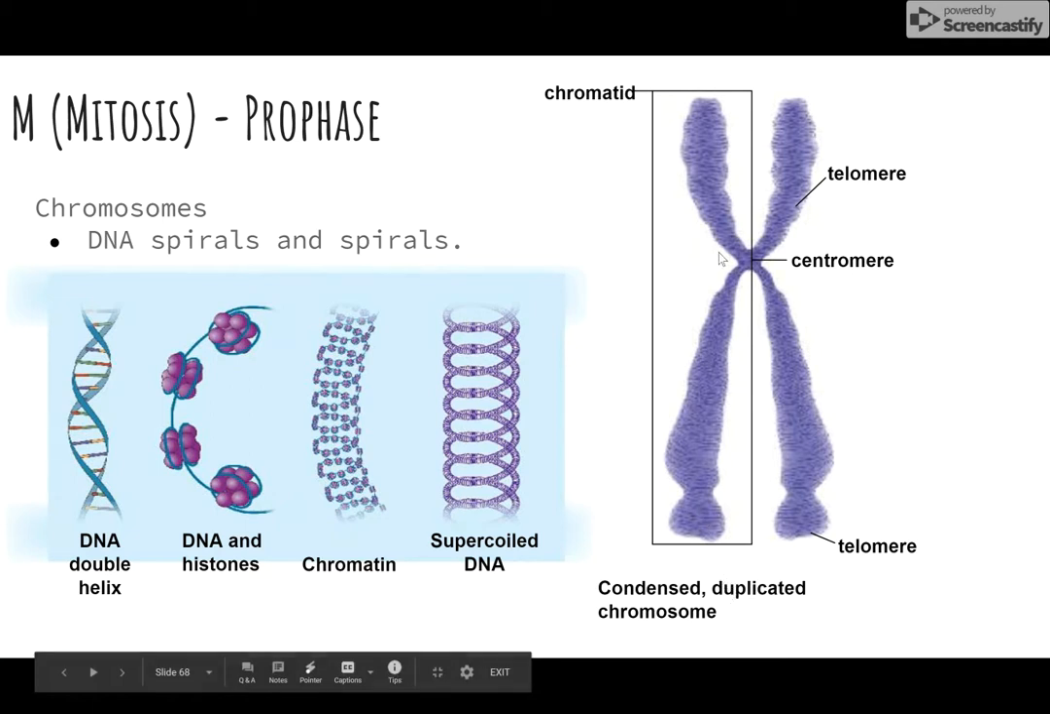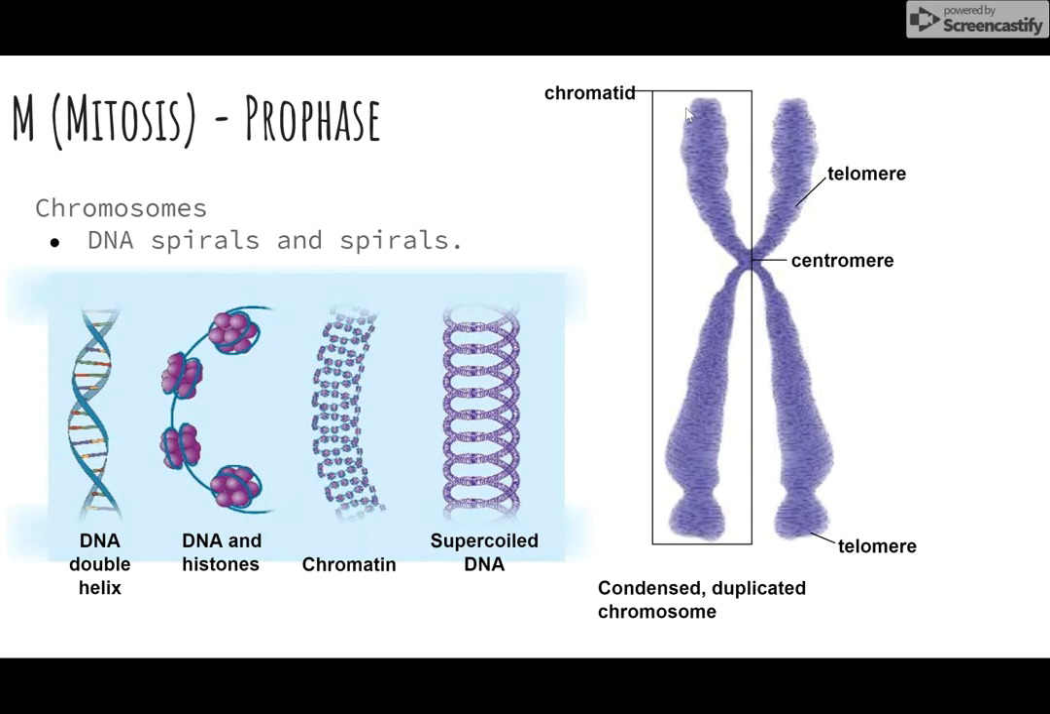A chromosome can be divided into two sides. Those sides are called chromatids. So there are two chromatids here. Then we also have names for these ends, these leg-looking things here. Those are called telomeres. Then the centromere here is where the two chromatids are attached to each other or linked.